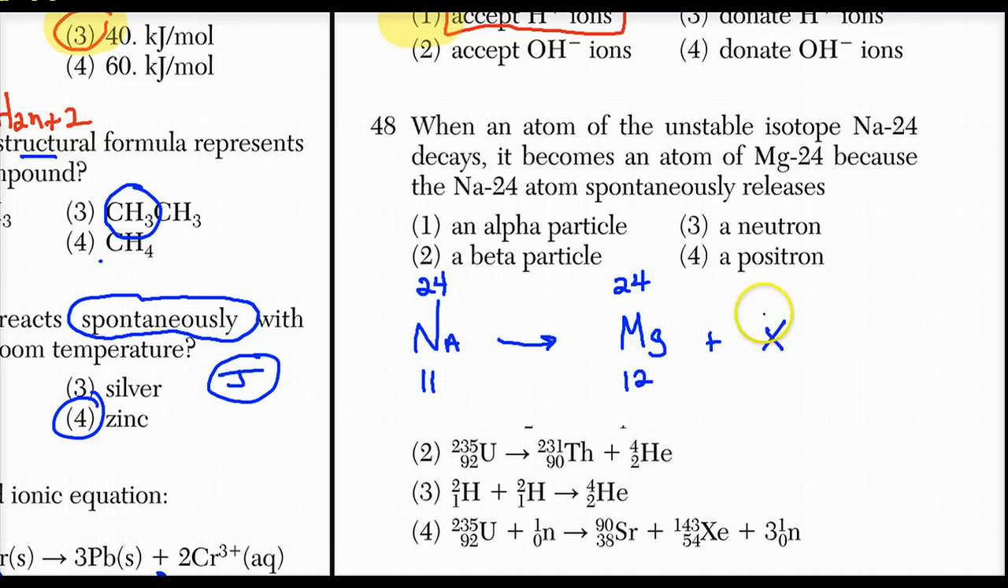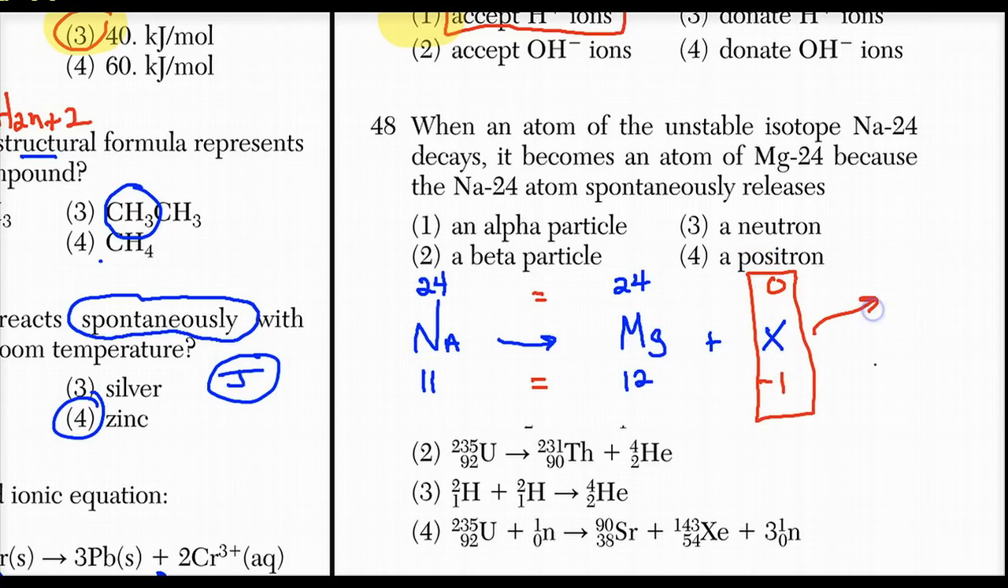Okay, well, you should know that the numbers on top of one side of a nuclear equation have to equal the top numbers on the other side. So 24 plus what is 24? Put that in your calculator, you'll get a 0. 12 plus what number equals 11? And you'd say -1. And what particle has a 0, -1?